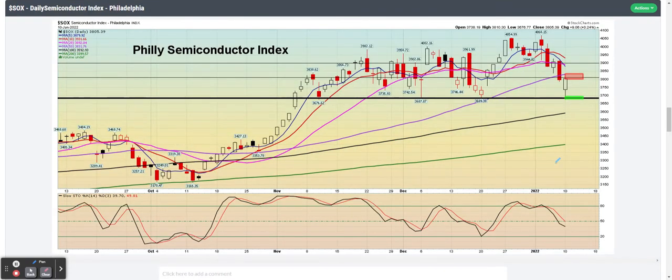Let's now take a look at the Semiconductor Index. Similar price action, gap lower, push down, found support around this area of 3690, which has been heavy support before multiple times over the last few weeks, and today was no exception. Reversed higher, but still closed below the 50-day moving average. So for tomorrow, I would expect that level to act as heavy resistance.